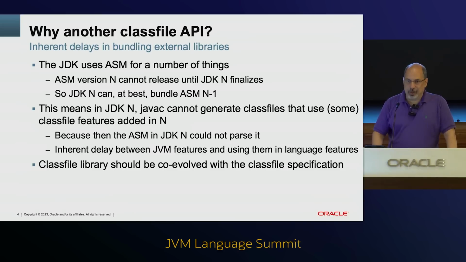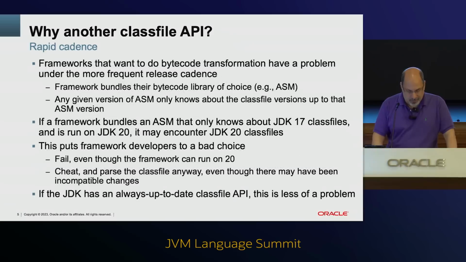And so, this has become increasingly a source of friction. So it makes sense to co-evolve the classfile library with the classfile specification. The rapid cadence also makes some trouble for frameworks.